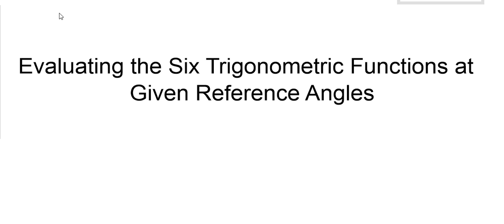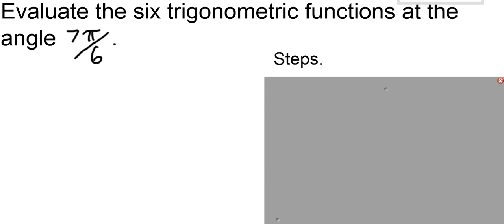The past couple days we've been working on the unit circle, learning how to build it. And we took some notes on 6 trigonometric functions. Today we're going to learn to evaluate given reference angles tied to the unit circle. Alright, so our problem is going to be: evaluate the 6 trigonometric functions at angle 7 pi over 6. So go ahead and write that down.